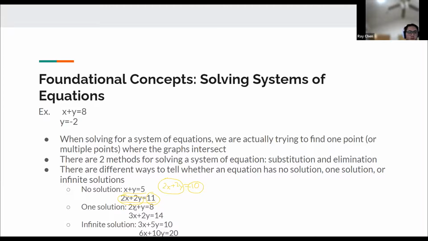Then for one solution, you have 2x plus y equals 8, and then 3x plus 2y equals 14. This is kind of just the same thing that we did in our warm-up, where you'll have one x value and one y value, which will act as your coordinate for the answer. And then for infinitely many solutions, it's the same concept as no solution, except when you make both coefficients the same, the constant is also the same. That means they're both the same line.